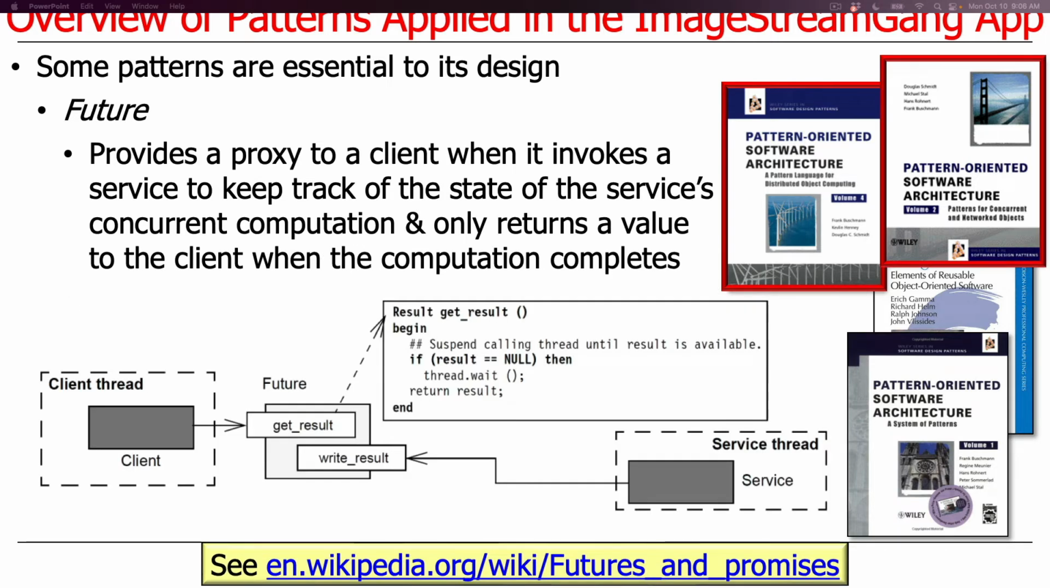This is a pattern that was documented in the POSA 2 book and the POSA 4 book, and it's called future. The basic idea of future is to provide a proxy to a client. So when it invokes an operation on the service, and the service is going to run asynchronously and concurrently in the background, that proxy can be used to keep track of the state of the computation of the service. And that's how we get the results to come back when the asynchronous computation completes.